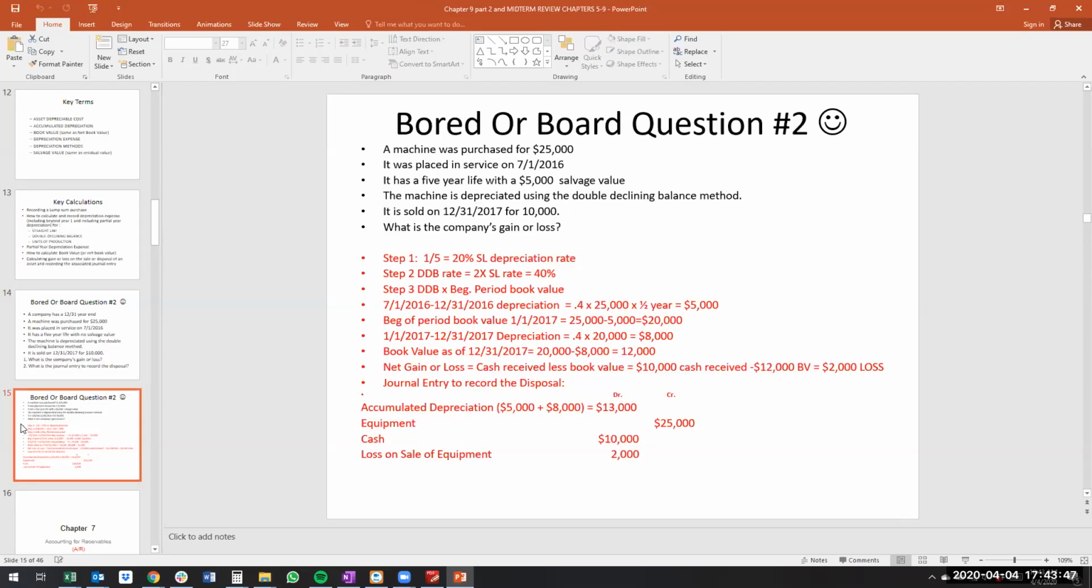So 12/31 year end, we purchased something for $25,000 with a $5,000 salvage value and a 5-year useful life. Placed in service on 7/1. The machine is depreciated using double declining method. It's sold on 12/31/17 for $10,000. What's the company's gain or loss? And I could change any of these. I could say straight line method. I could say unit of production method, and you'd have to be able to answer these questions, right?